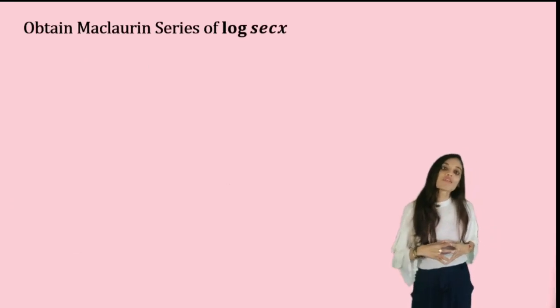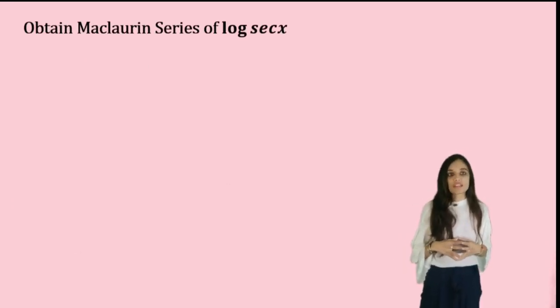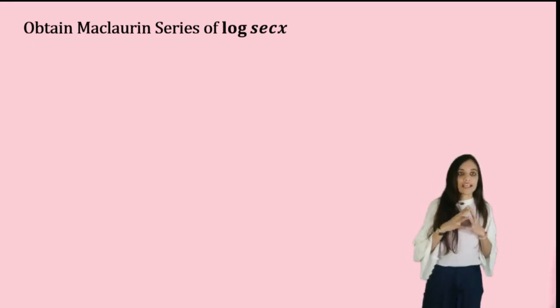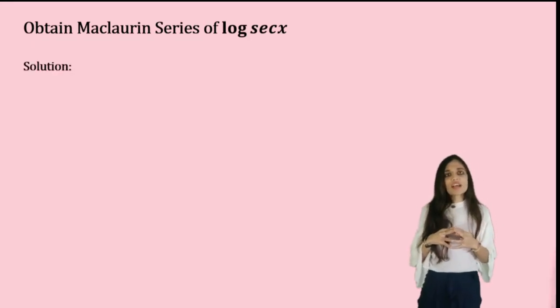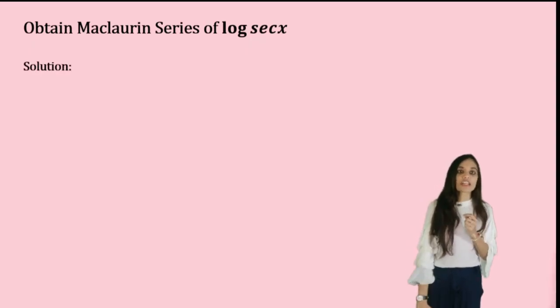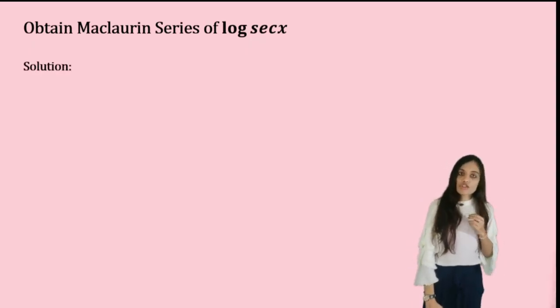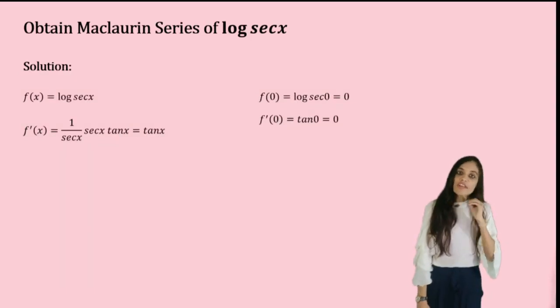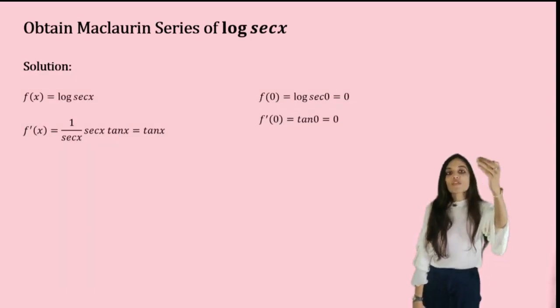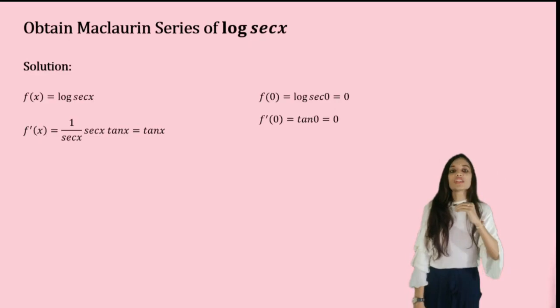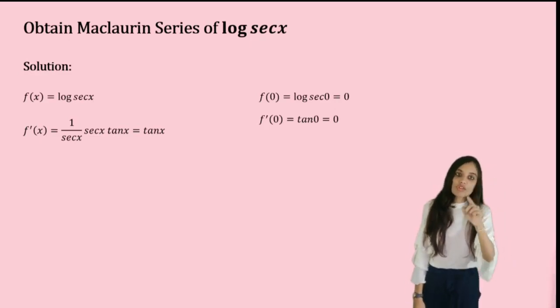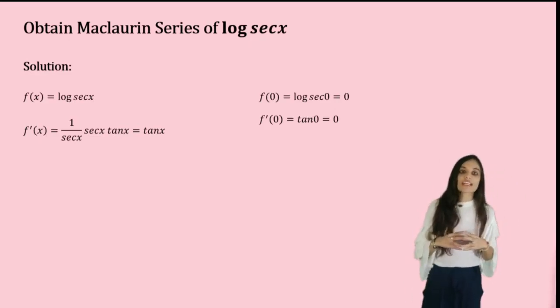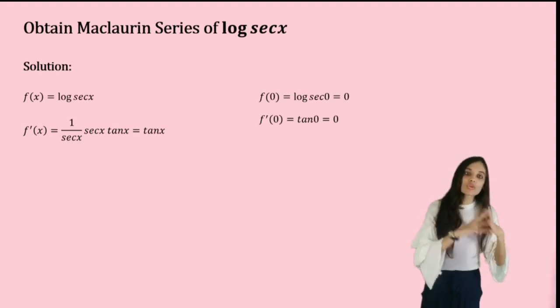Now let us check one more example of Maclaurin series. That is, we have to find the Maclaurin series of log secx. So in this, we'll do the derivative somewhat differently to make it easier. Firstly, our f of x is log secx. Now we will find f dash of x. So f dash of x is equal to 1 upon secx, and using chain rule, the derivative of secx is secx into tan x. So finally our f dash of x is equal to tan x.